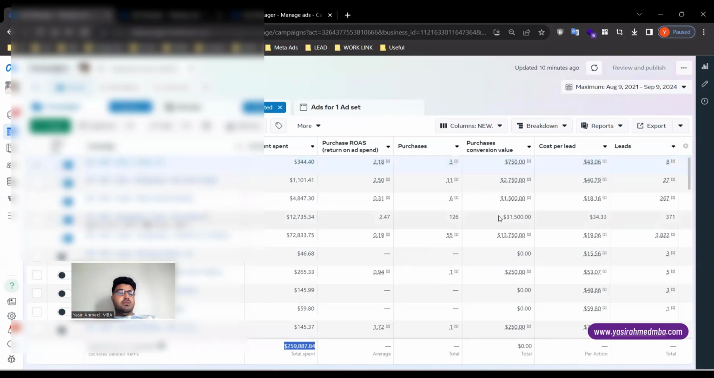And every single sale has a value. Now let's do some math over here. So three sales, $750 is the purchase value. So that means every single product costs around $250. That is it. Easy, easy math.